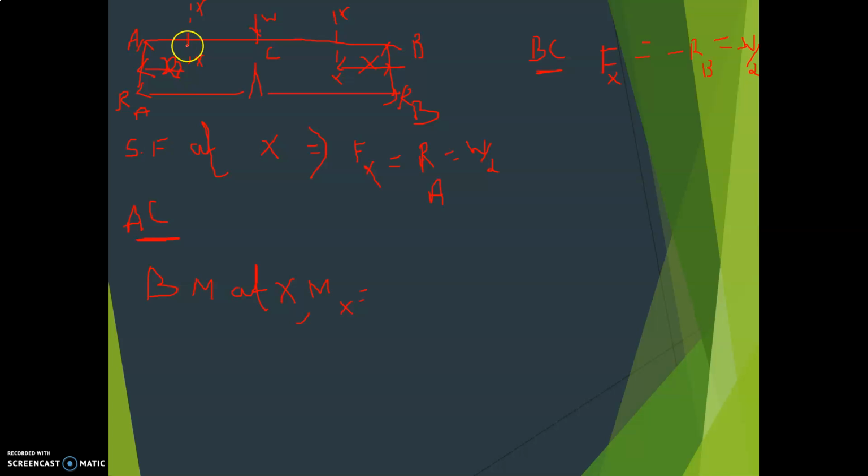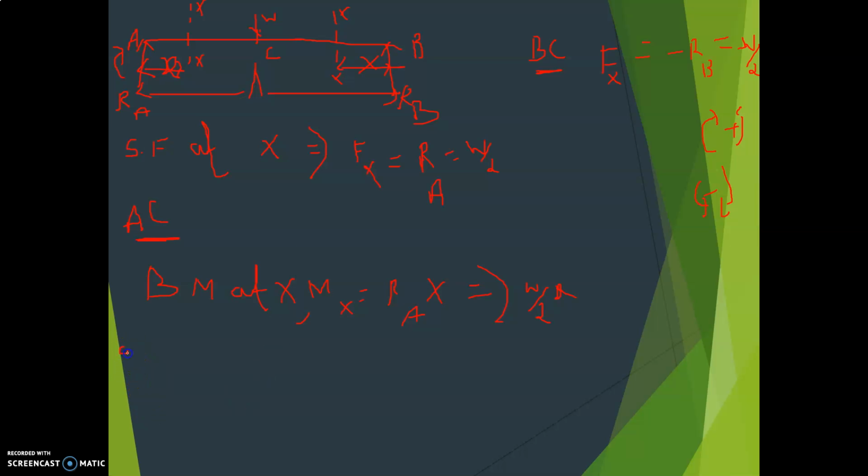Now the section is here in AC. First I'll consider the portion AC. So what is that? RA into X, and this direction you can see it is like this. So what is the sign convention for bending moment? This is plus, right? This is minus. Okay, so now in this direction, left side it is clockwise, it is plus. So bending moment at X, Mx is equal to RA into X. What is RA? RA is W divided by 2, into X. Okay, now bending moment at X is done for the portion AC.